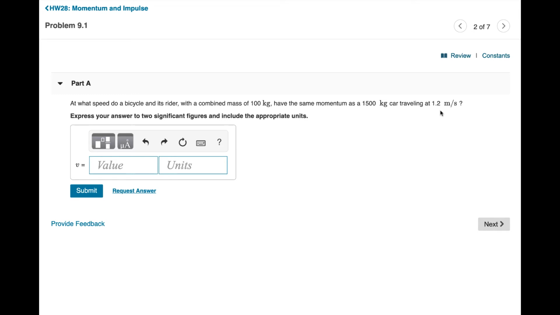Well, they just want to have the same momentum. So I'll take the mass of the car multiplied by the car's velocity, and that's a certain quantity of momentum. And I'll set that equal to the momentum of the bike, m times v. I have the mass of the bike and the rider together, 100 kilograms, and I want to find the speed of the bike. So 1,500 times 1.2 divided by 100 kilograms is going to give me v, the speed of the rider. This question was really just knowing how to calculate momentum. Not really tricky at all.